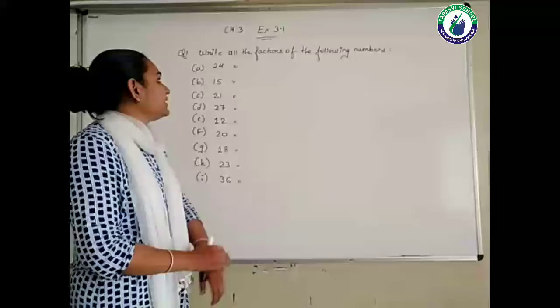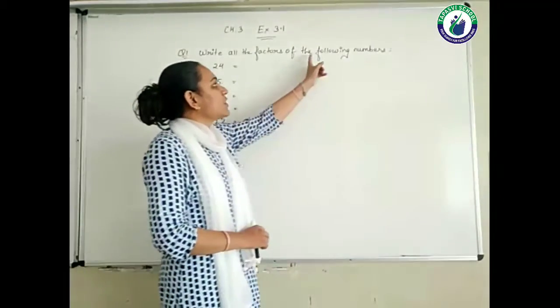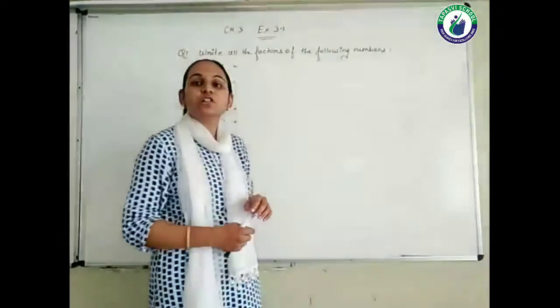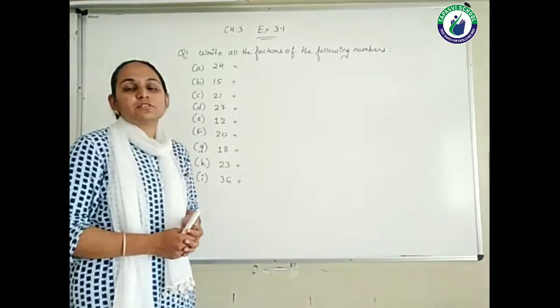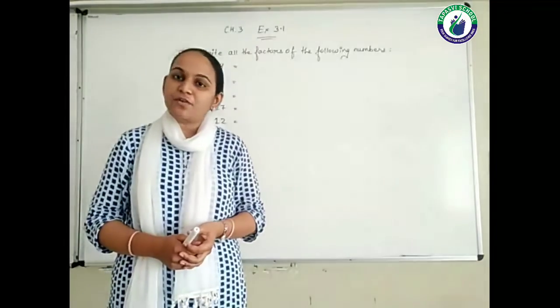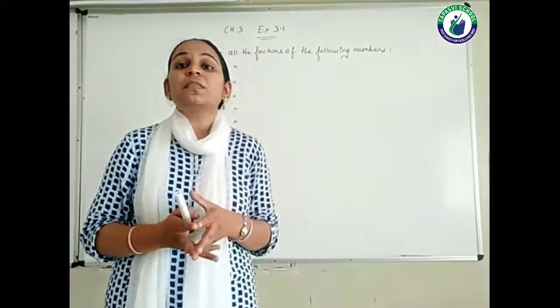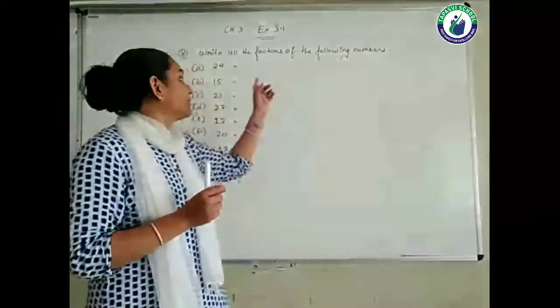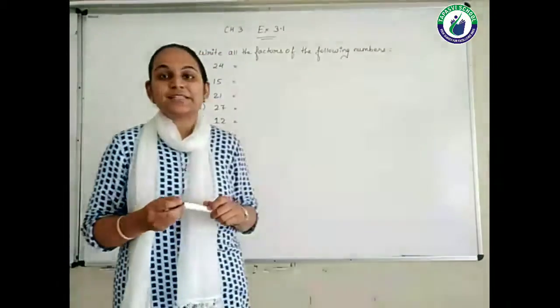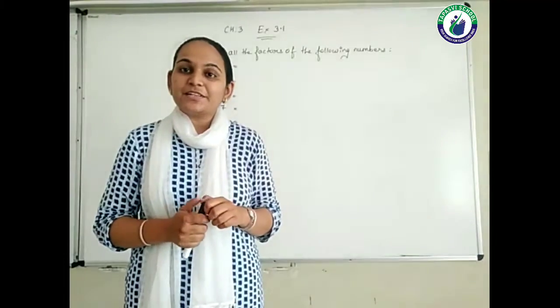Question number 1 is: write all the factors of the following numbers. These are the numbers, and we have to write the factors. Factors I have already explained to you. That means we have to write all the numbers by which these particular numbers are divisible, right? So let's begin here.